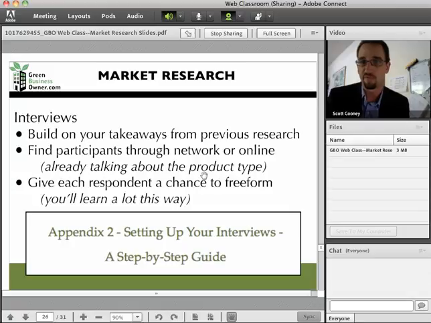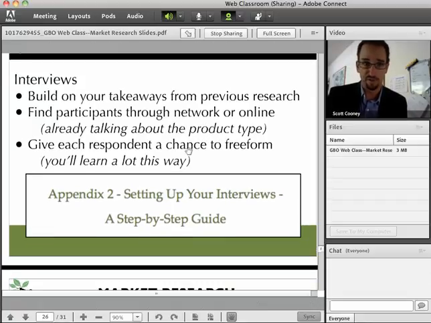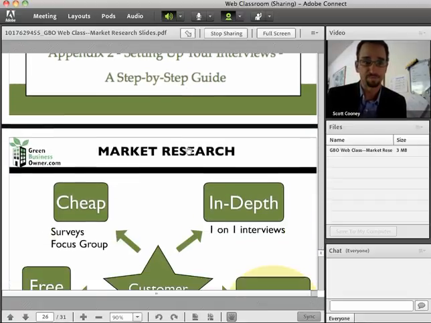It's a step-by-step, very straightforward process in terms of how you set it up, how you interact with the people, how you should perform, what you should say, what you shouldn't say going into it, and just some other general good practice habits that you can use.